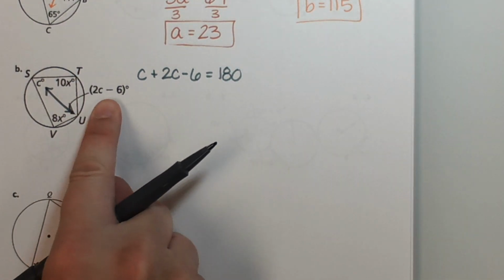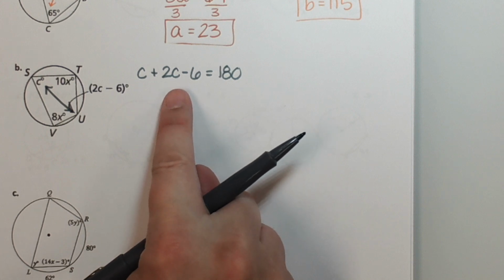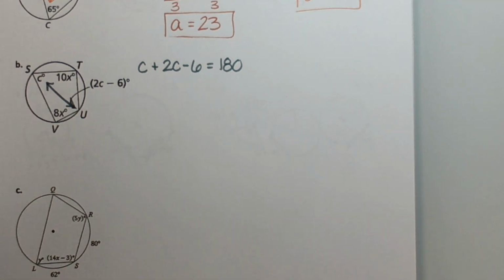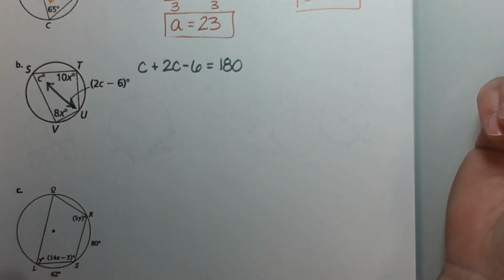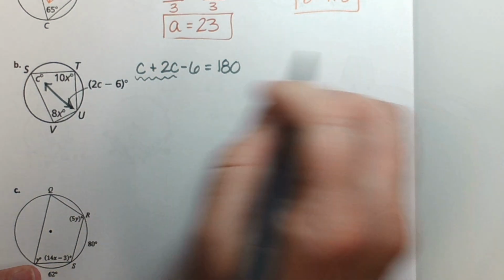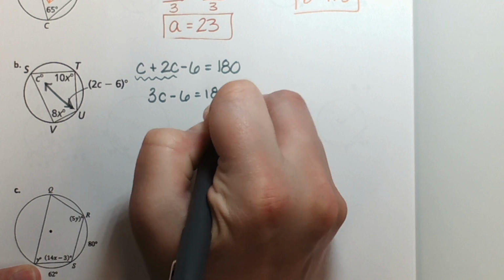This had parentheses. Do I need the parentheses here? No. Not unless something was happening to that, like a times or an exponent. And in the formula, it just says plus the angle. Where do I start in solving? You combine like terms. I would do that. Thank you. 3C minus 6 equals 180.